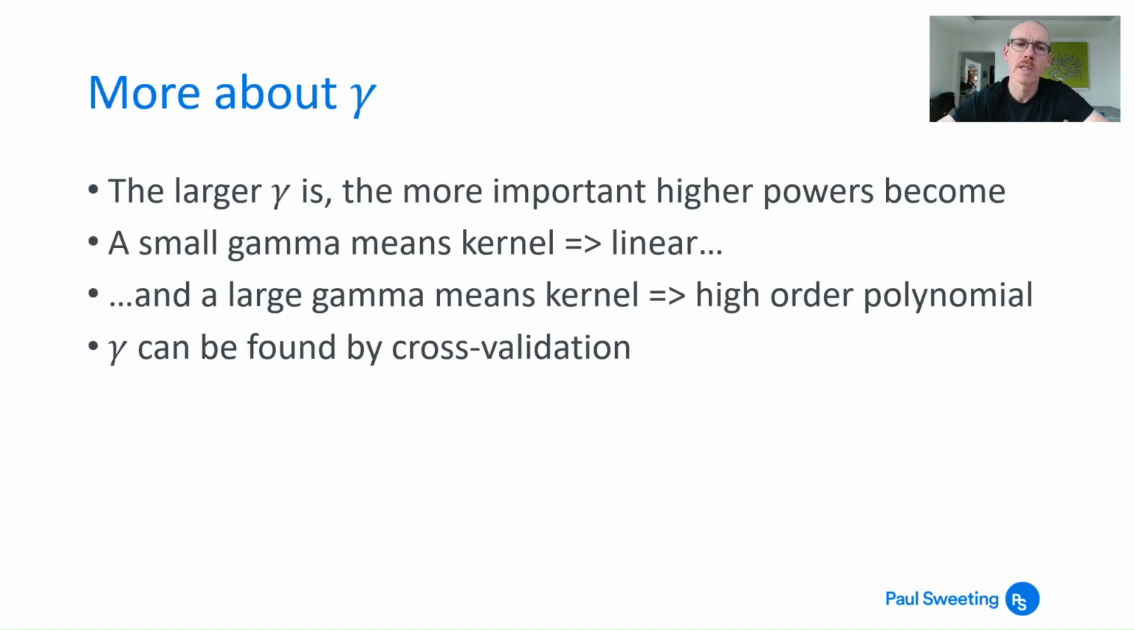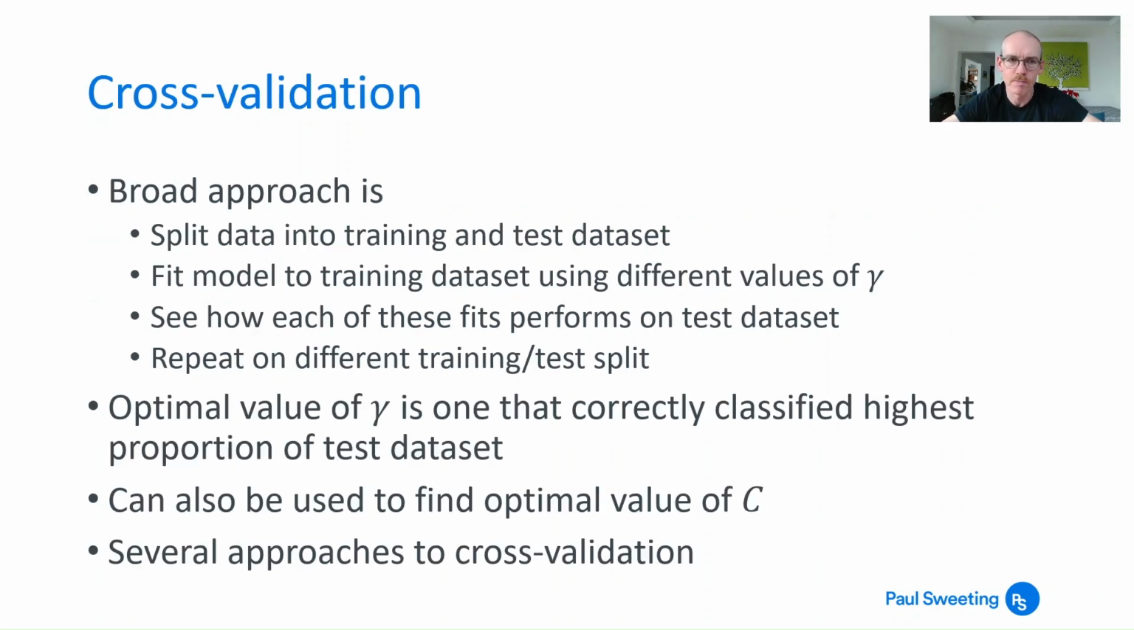So the larger gamma is, the more important the higher powers become. If you've got very small gamma, it means the kernel trends towards a linear kernel. If you've got a very large gamma, it means the kernel becomes like a high order polynomial. And you find gamma using something called cross-validation.